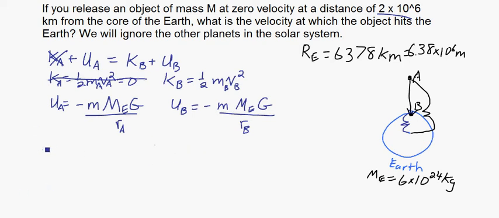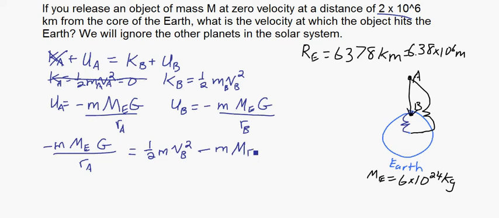we get U of A, minus mass of Earth. This is the mass of our object, remember. G is just a given gravitational constant, which I'll write out in a second. This is equal to, plug in KB, this is at point B. And then plug in U of B. Since it's negative, I'll just put minus, over radius at point B.